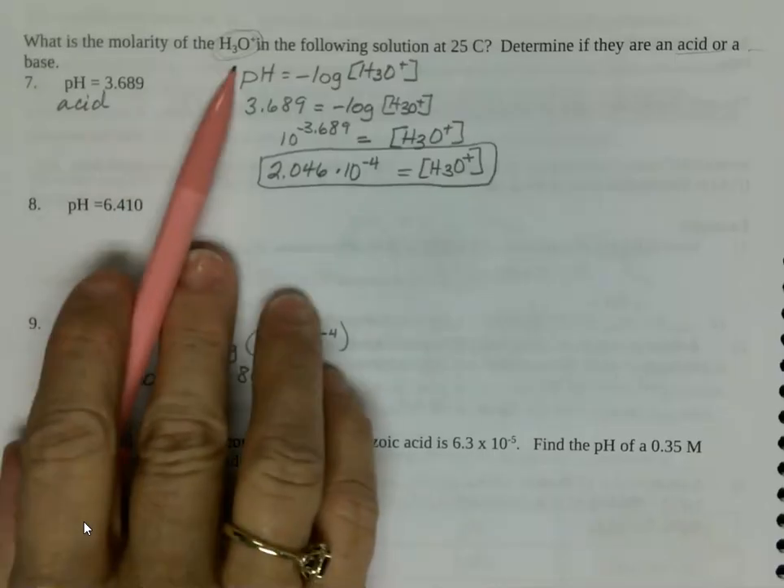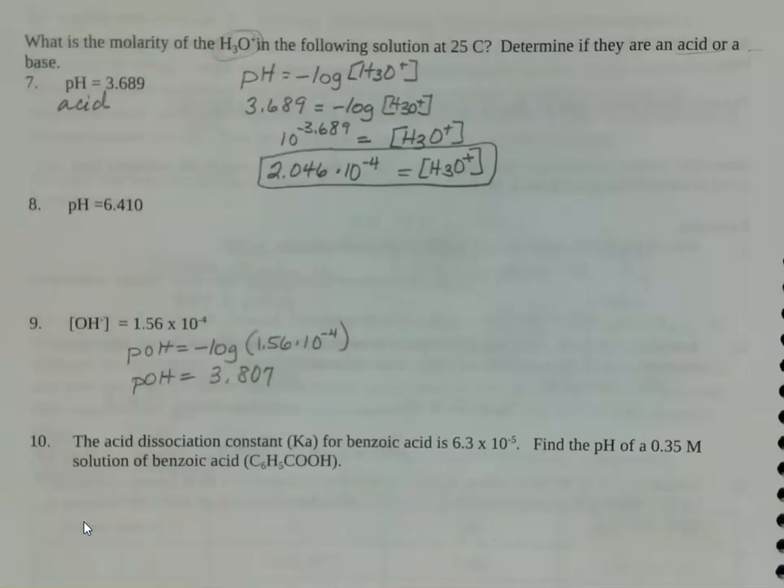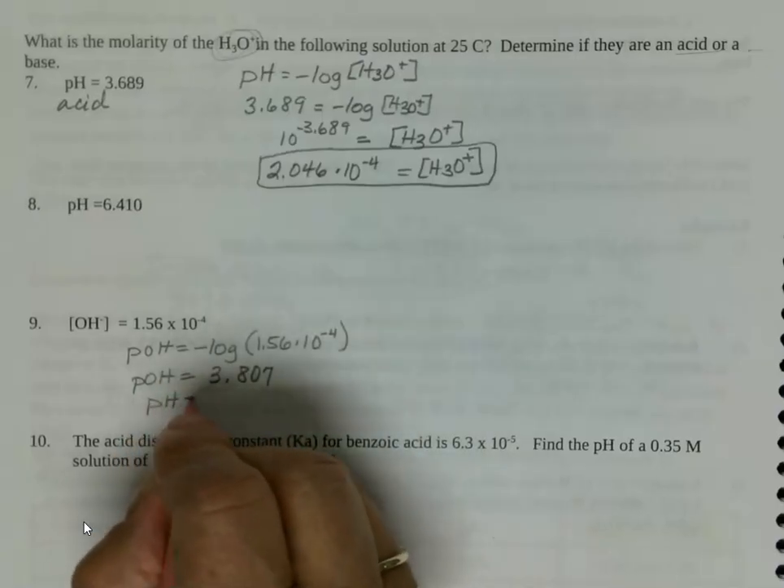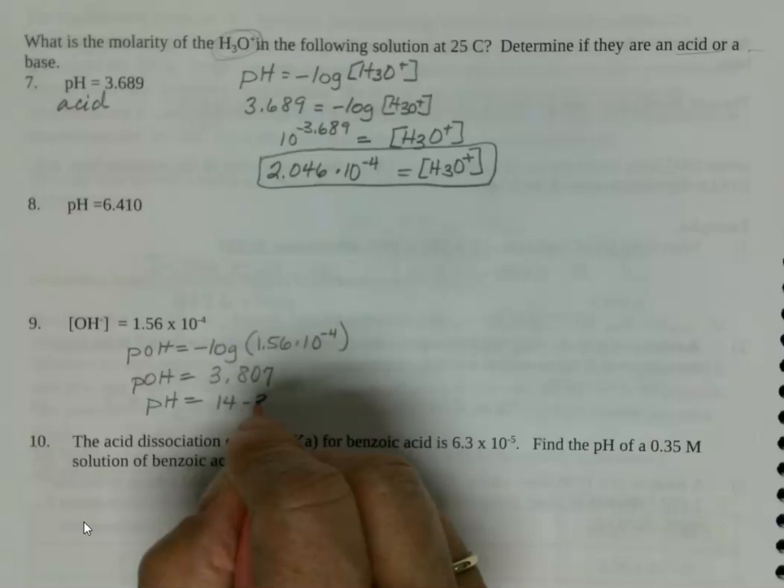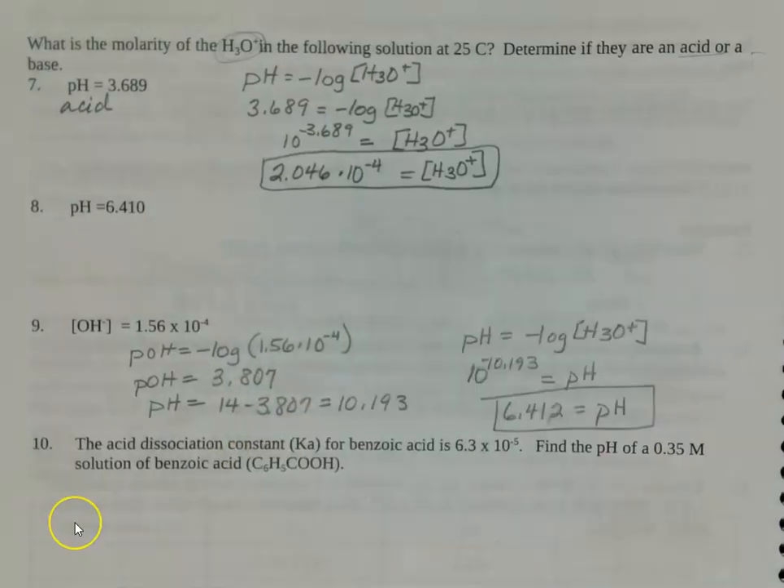Now I'm not done because it asked me for the molarity of my hydroxide ion. So I am now going to calculate my pH, 14 minus 3.087. Okay, and so there's what I got when I ran it in my calculator. So again, do the 10 to the negative pH and get our answer.